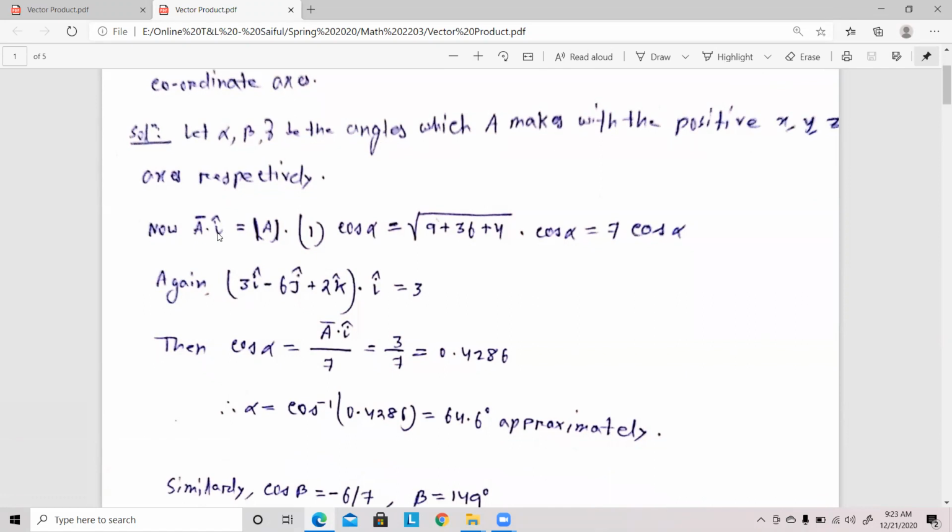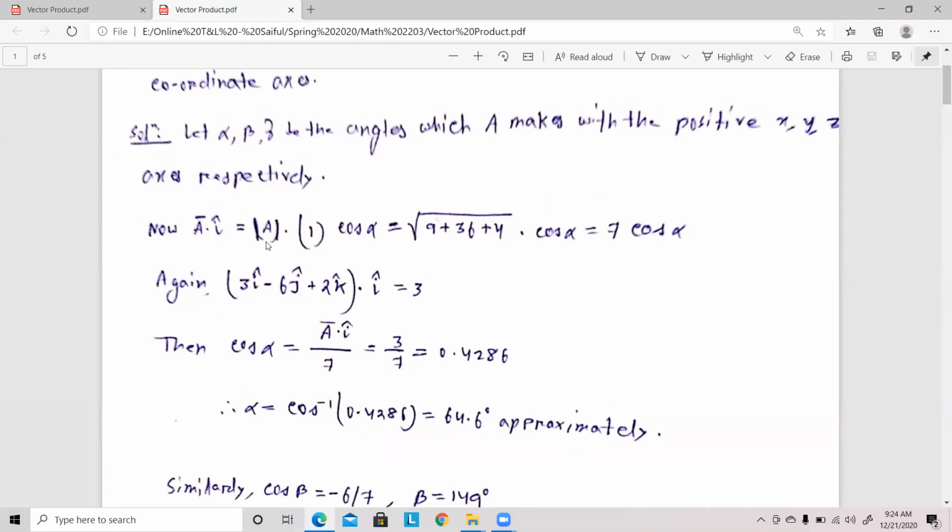We know along the x-axis the unit vector i acts, along the y-axis the unit vector j, and along the z-axis the unit vector k acts. And here we take the dot product of the vector A and the unit vector i, which acts along the x-axis. According to the dot product rules, we can write this as the magnitude of the vector A dot the magnitude of the unit vector i, which is 1, and the cosine of the angle between these two vectors, which is alpha, cos alpha.